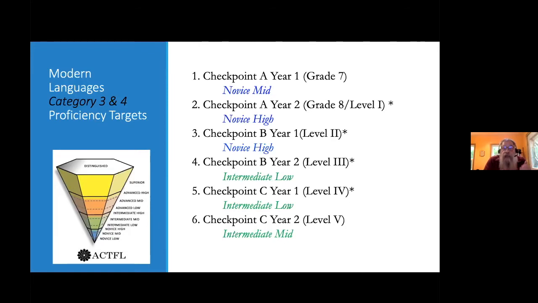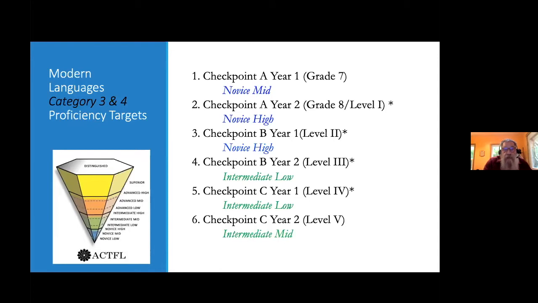So for checkpoint A, our target is still novice high, but then in checkpoint B, we realized that they're going to need more time. So level 2 is still novice high, level 3 is now intermediate low, level 4 in checkpoint C is intermediate low, and then level 5 is intermediate mid. And again, these are still robust learning targets for our students, always shooting a little above where they are at any given time.